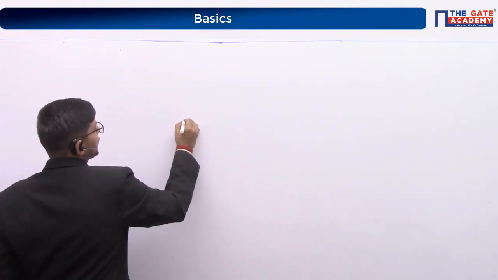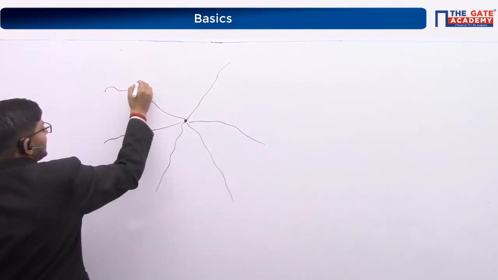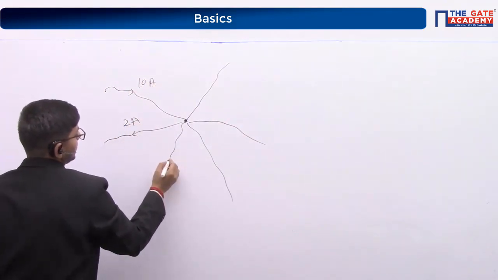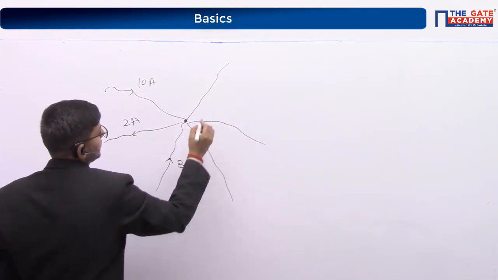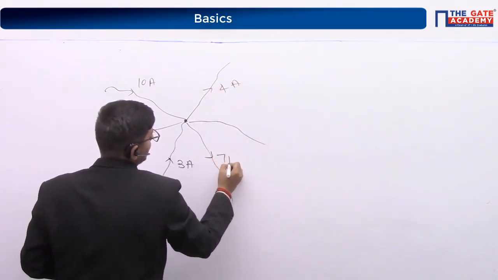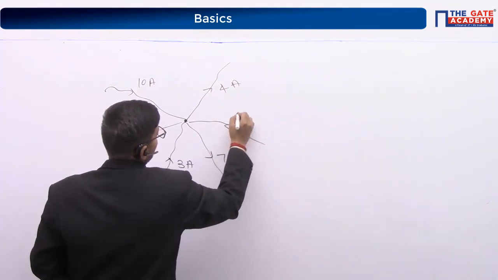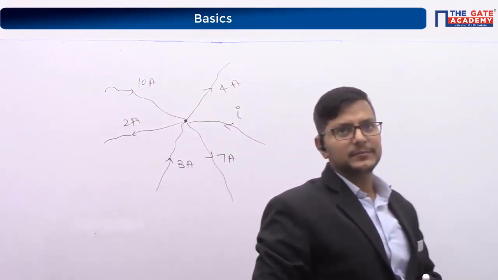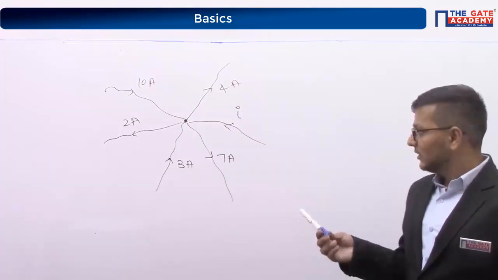There is one node. The currents are: this is 10 ampere, this is 2 ampere, this is 3 ampere, this is 4 ampere, this is 7 ampere. Tell me the value of I. All of you, just tell me the value of I. Okay, let me check.